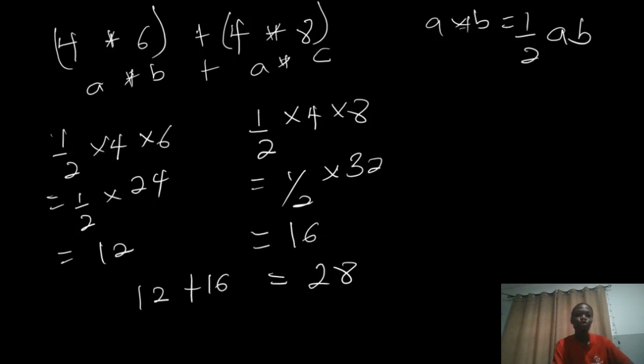We could also have used the letters. Our rule was a star b is equal to 1 over 2 ab. So here we're given a star b plus c. Now the whole of b plus c becomes our b. So here it means we are going to get 1 over 2 times a times b plus c, which is equal to 1 over 2 ab plus 1 over 2 ac.